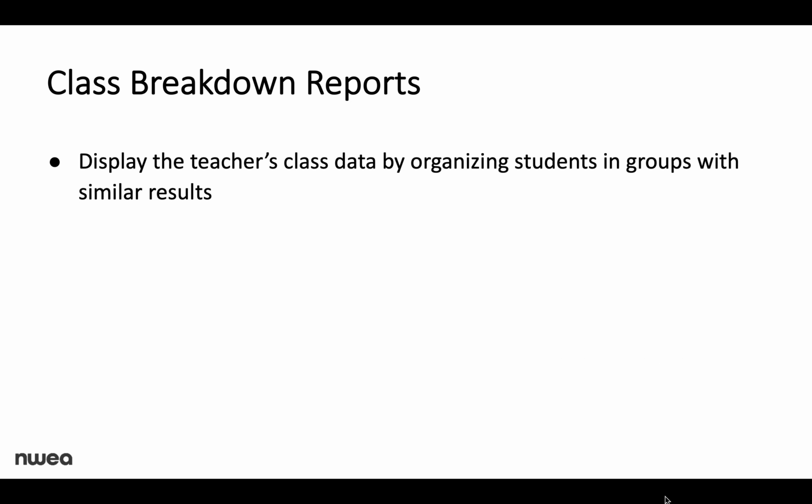The class breakdown reports provide a visual representation of the range of RIT scores in your class. Students are grouped in blocks of 10 RIT points. The class breakdown by RIT report groups students by their overall score for the subjects. Instructional goal areas with higher standard deviations typically display students in more RIT ranges.